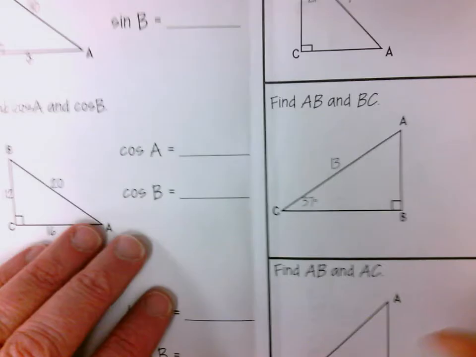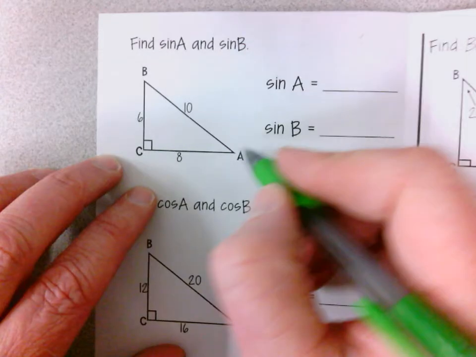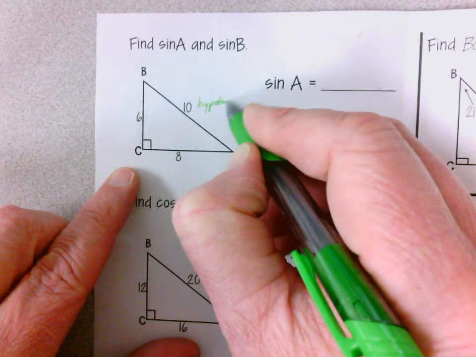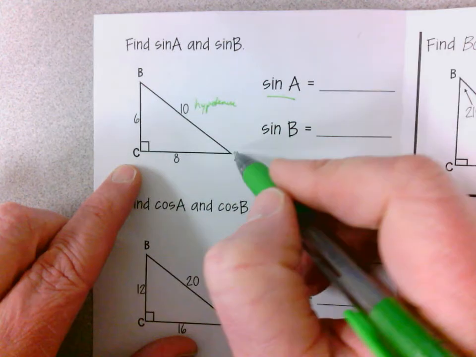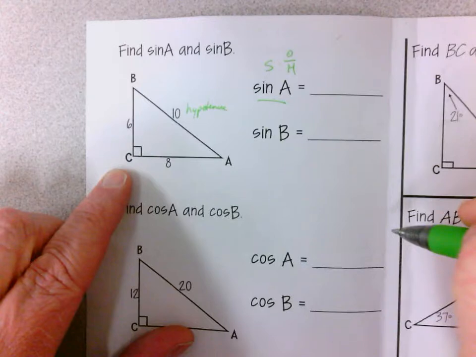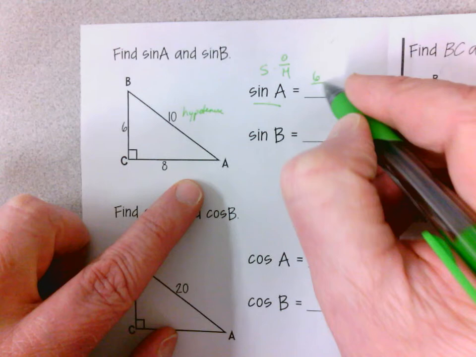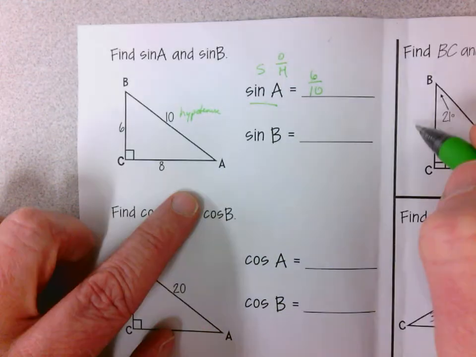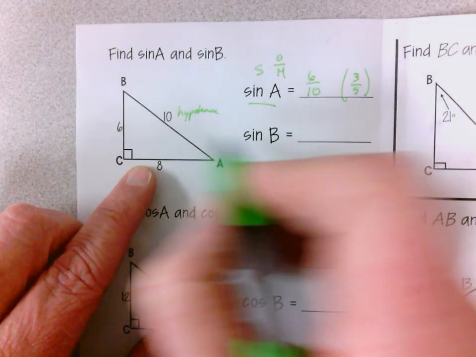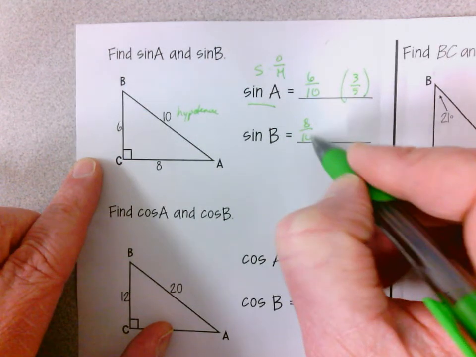So let's set this up. Okay, so I know this is my hypotenuse. So to find the sine of angle A, SO, just to help you remember, the sine of A is the opposite over the hypotenuse, so 6 over 10. You could reduce that to 3/5 if you want. The sine of angle B would be the opposite over the hypotenuse, which would be 4/5.